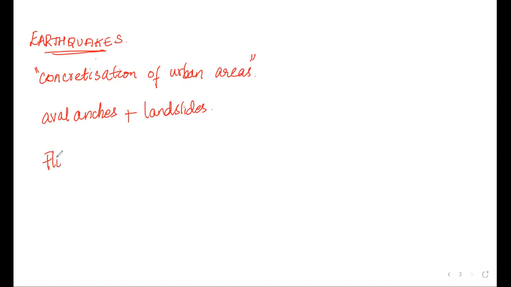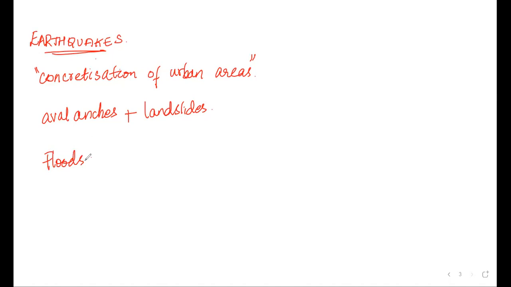It can lead to flooding also. It can lead to floods. Dams can be broken down by landslides. There can be flash floods which can happen. So an earthquake can also lead to floods. Earthquakes, if they happen beneath an oceanic basin, can lead to tsunamis.